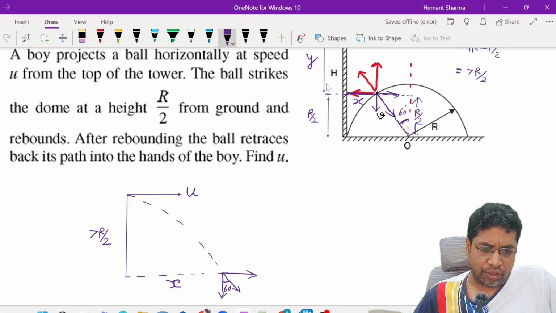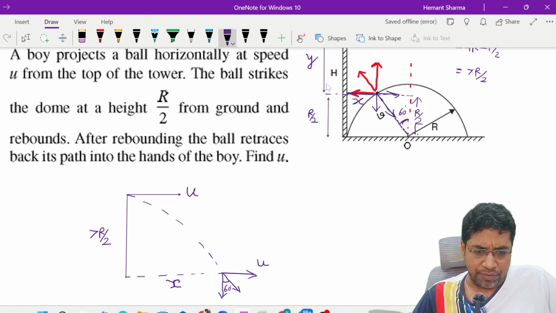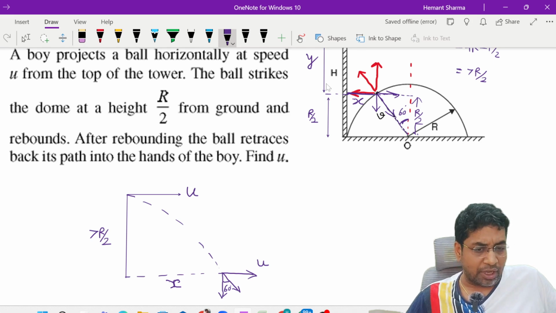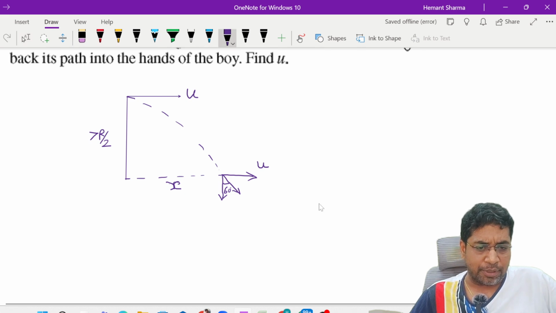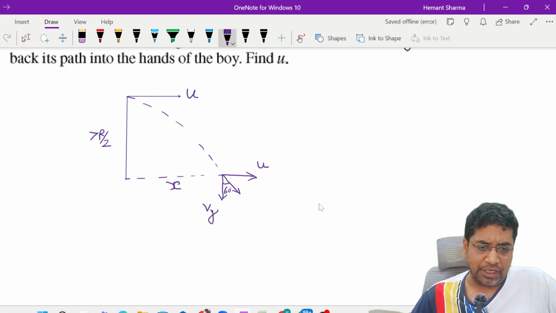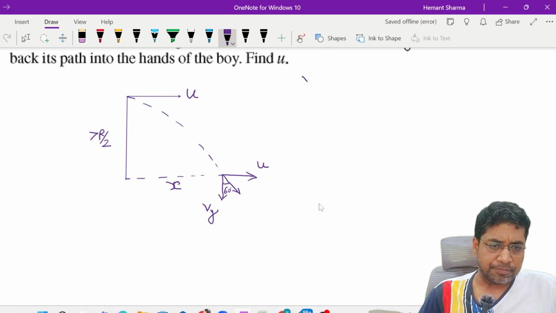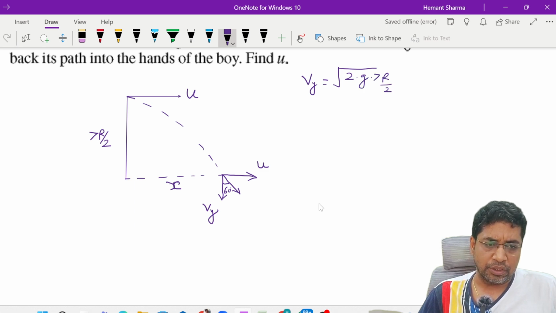Velocity along x will not change, so let it be u. Velocity along y: after falling down a height of 7r by 2, this velocity along y will become under root 2 into g into h, which is 7r by 2. So this 2 will get cancelled. Vy is under root 7gr.